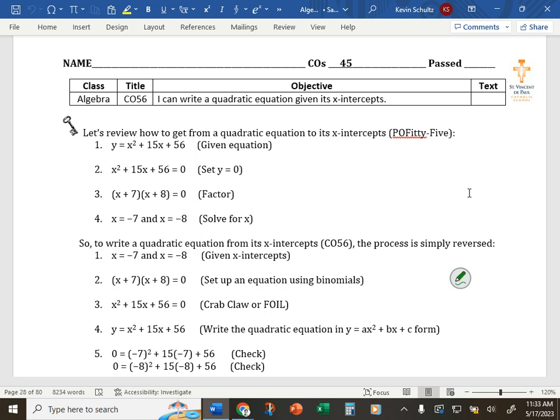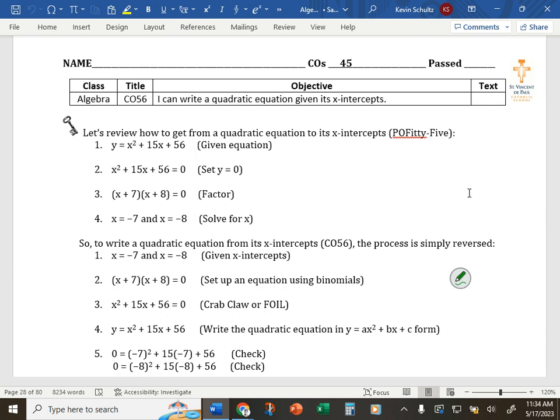So CO56 is basically the reverse of PO55. It's where I'm giving you the x-intercepts of the parabola, and your job is to write the original equation. So you can use the equation to solve for the x-intercepts. You can also use the x-intercepts to get back to the original equation.